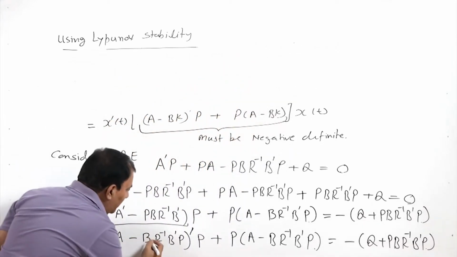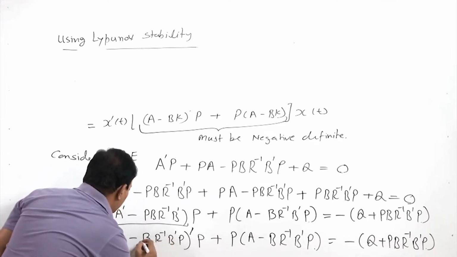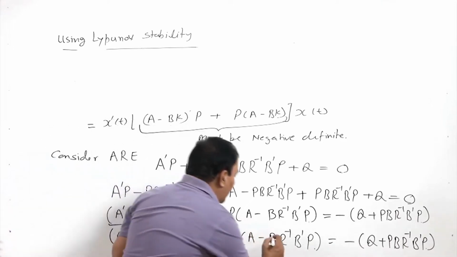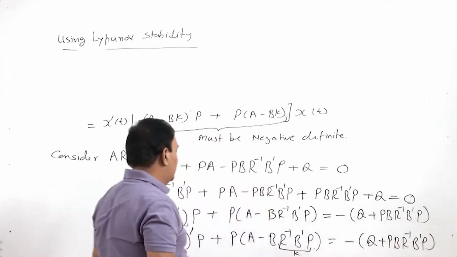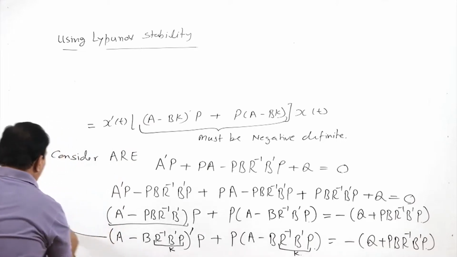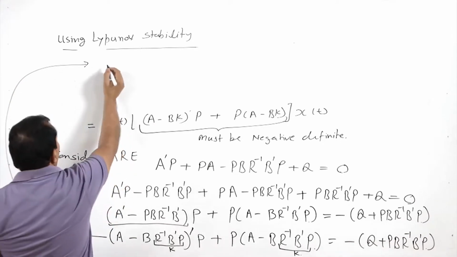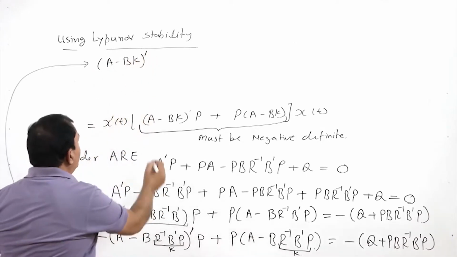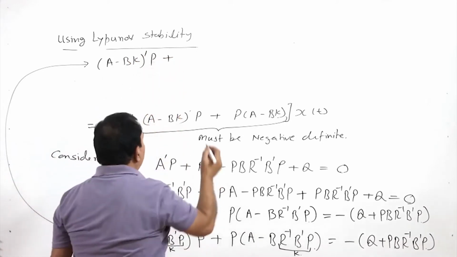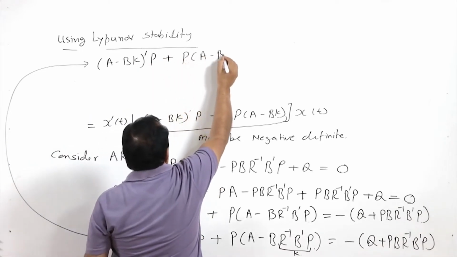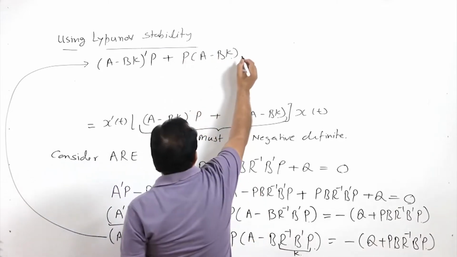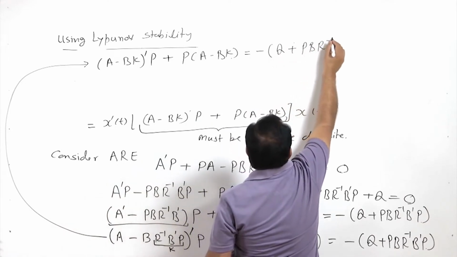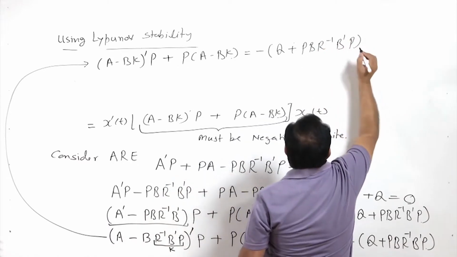So, now in this you will see R inverse B prime P, this is nothing but my K. So, the whole equation I can write as, from this, I am writing as A minus Bk transpose P plus P A minus Bk, which is coming here, this equal to minus Q plus P B R inverse B prime P.